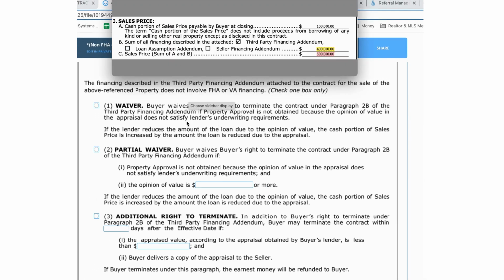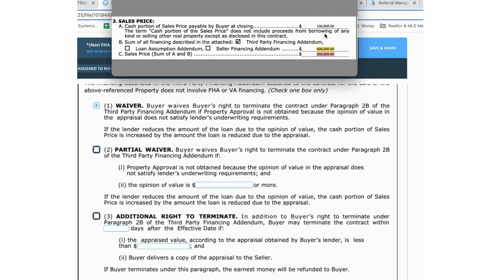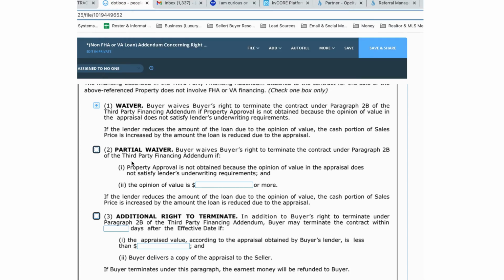So if you choose waiver and the home doesn't value at $500,000, maybe it values at only, let's say, $300,000. When you select this right here, you're saying, hey, no matter what it appraises for, I'm going to pay the difference. So you may have to bring a little bit more to the closing table as far as that cash portion if it does not appraise. Remember A, B, and C. Now, if the lender reduces the amount of the loan due to the opinion of value, the cash portion of the sales price increases by the amount the loan is reduced due to the appraisal. Got that? Great. All right.